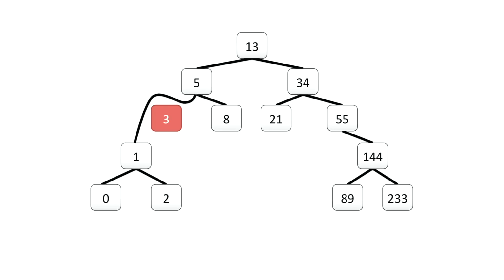This works without a problem because we know, according to the binary search tree property, that everything in the left subtree of 3 was less than 5. Now that 3's subtree is taken care of, we can delete it.